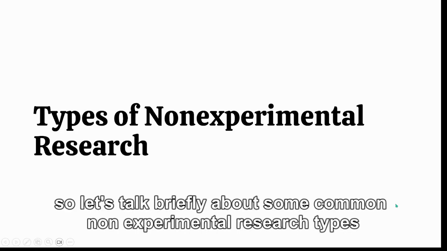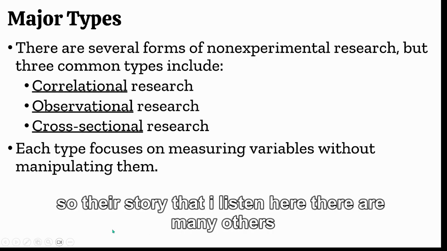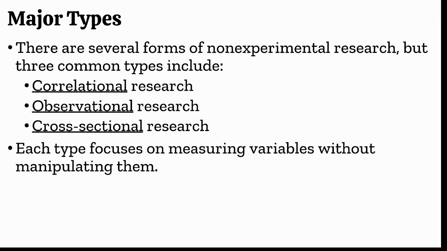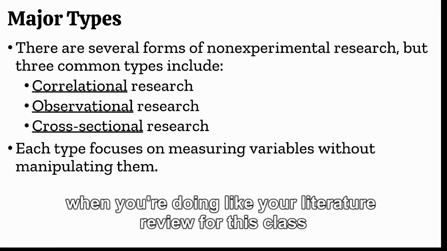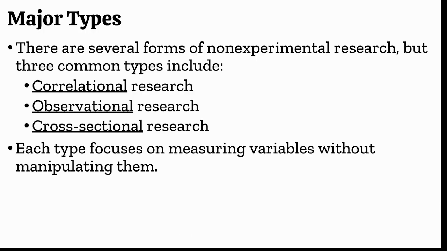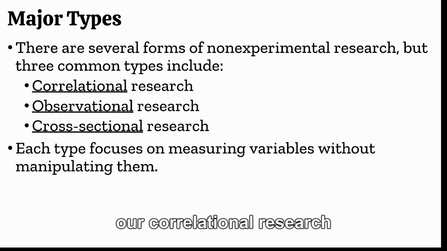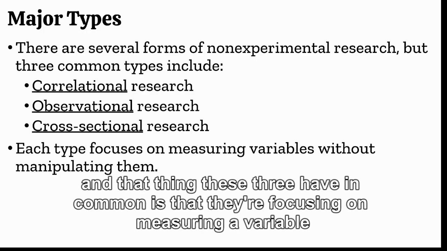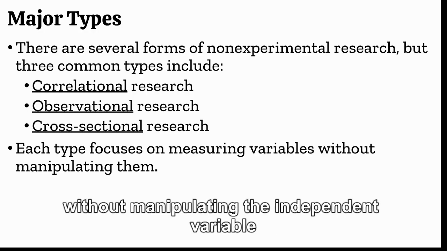So let's talk briefly about some common non-experimental research types. There's 3 that I listed here. There are many others, but the 3 that you are most likely to come across when you're doing your literature review for this class are correlational research, observational research, and cross-sectional research. And the thing these 3 have in common is that they're focusing on measuring a variable without manipulating the independent variable.